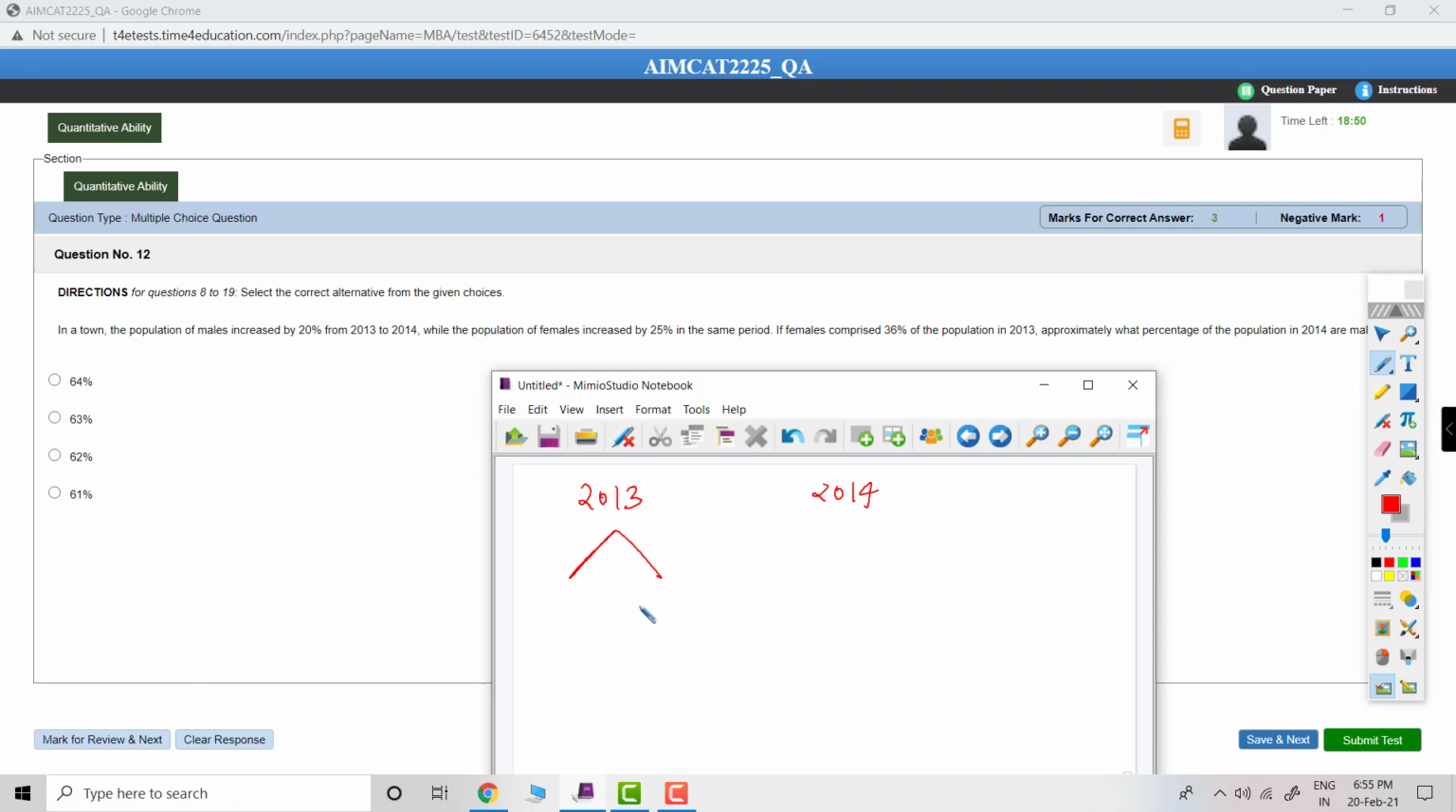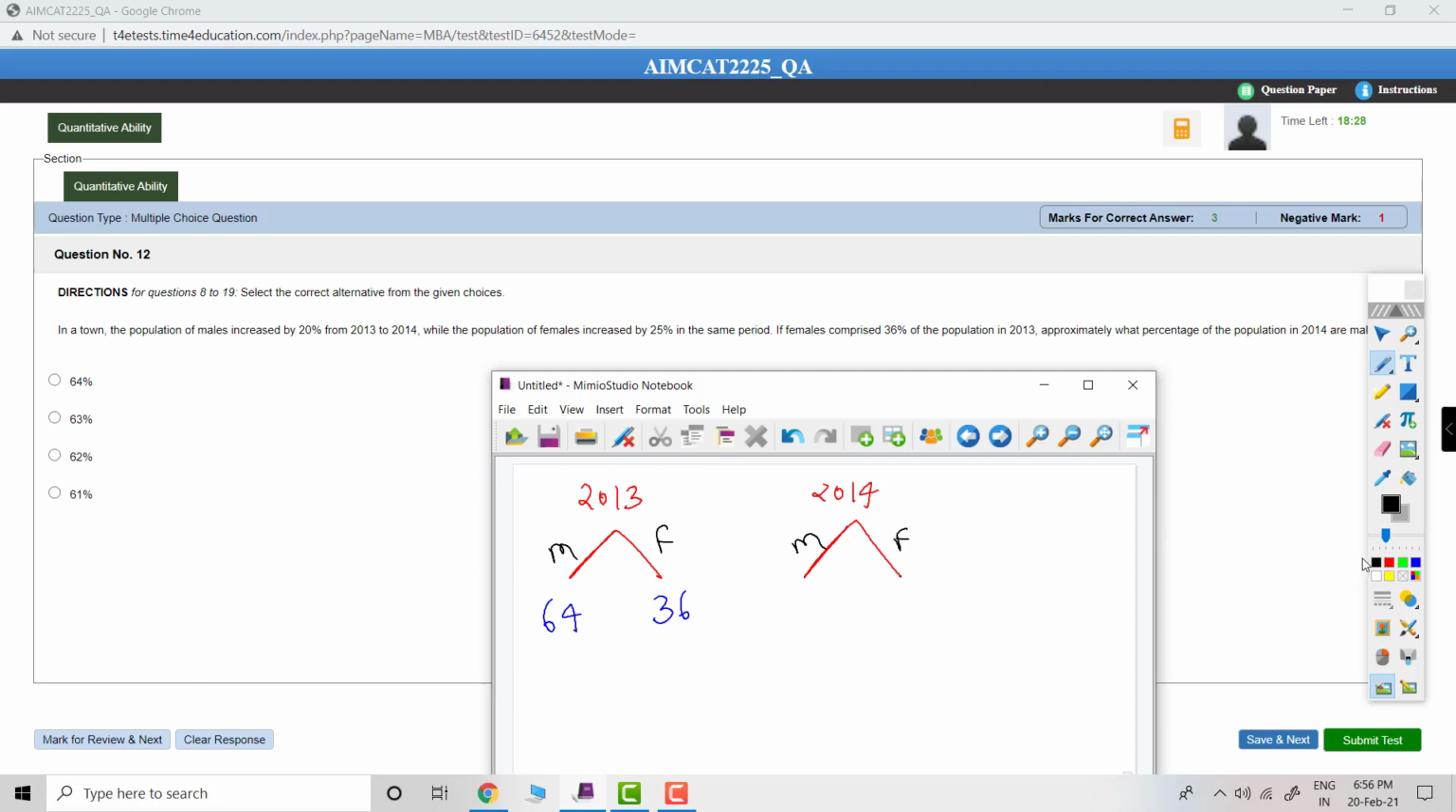So what does it mean? If the total population is 100, out of that females are how many? Out of 100, 36 are females, so out of 100, 64 are males. Okay, now in the next year what is going to happen? In the next year 2014, the number of females increased by 25%.